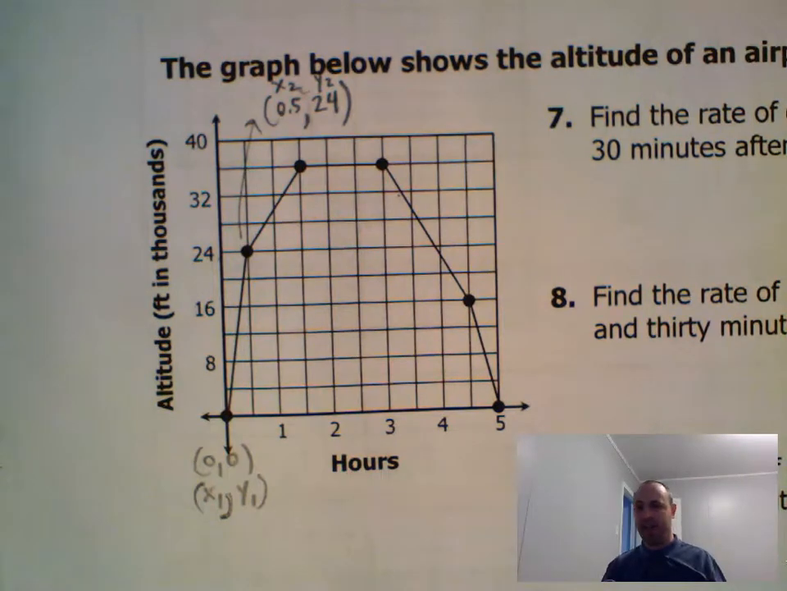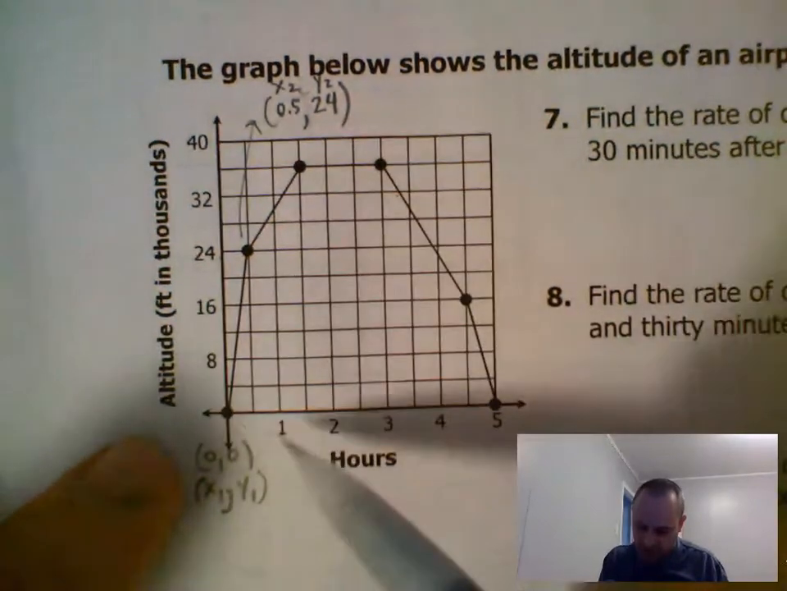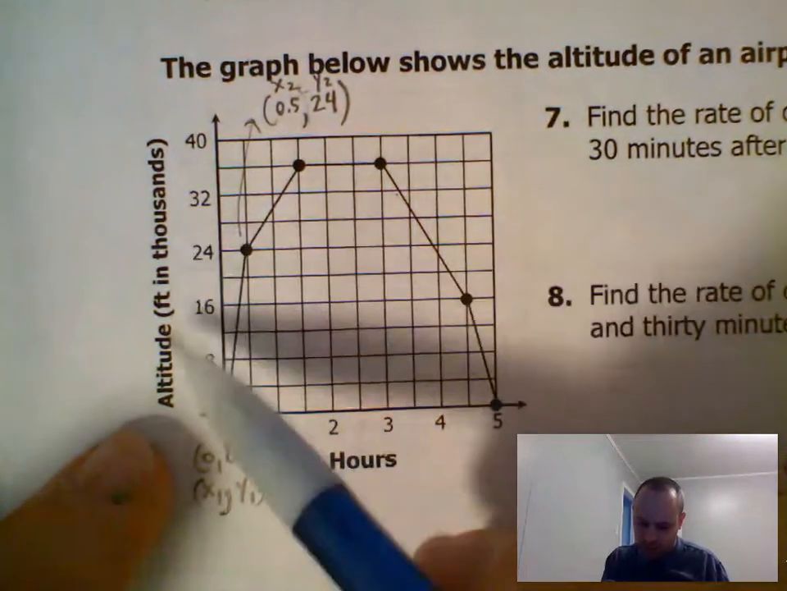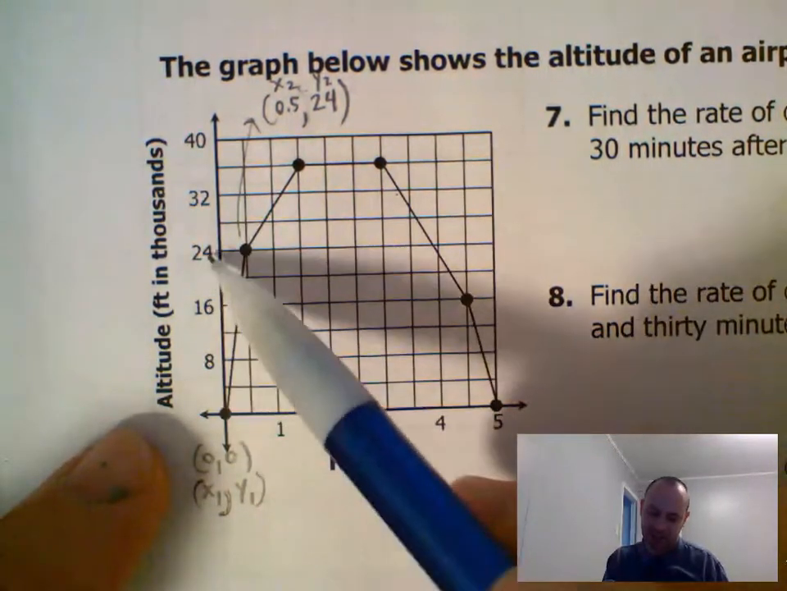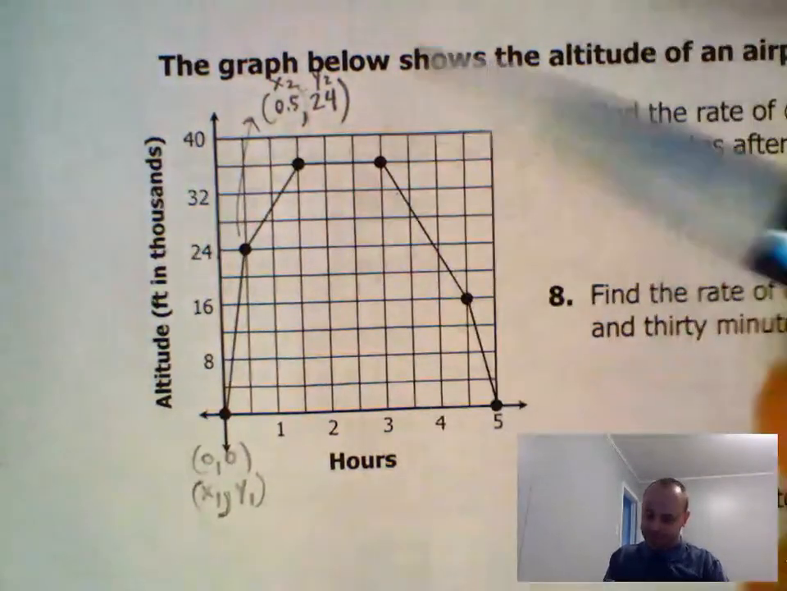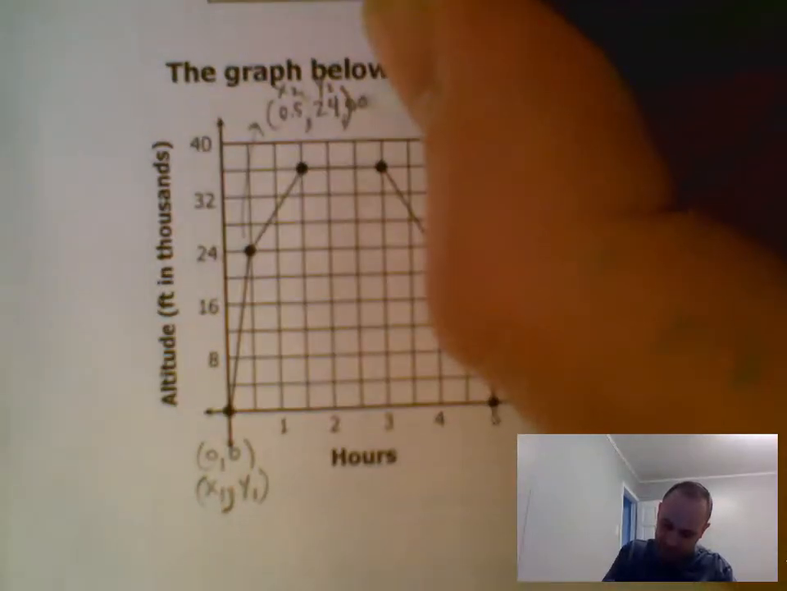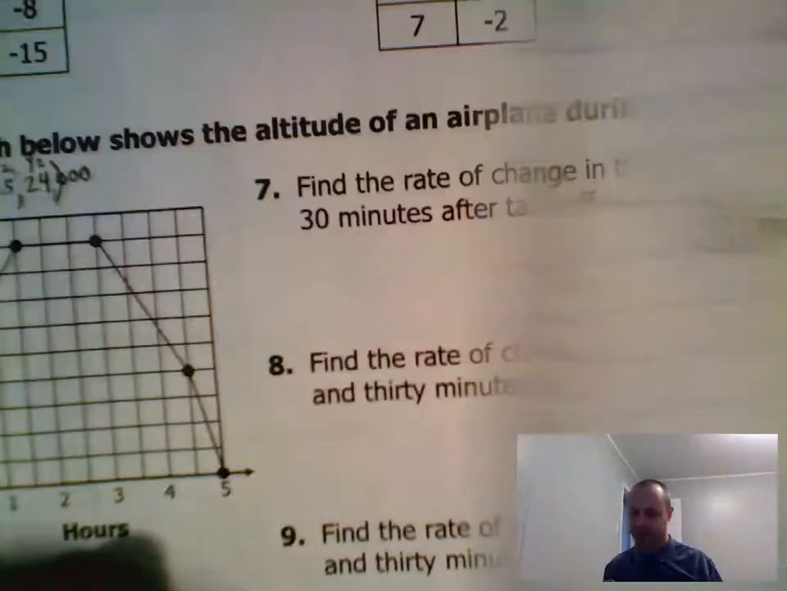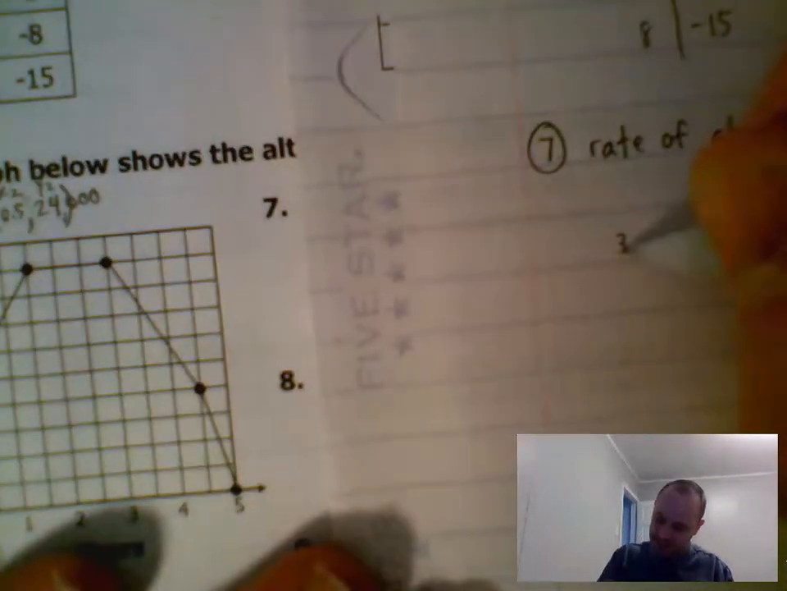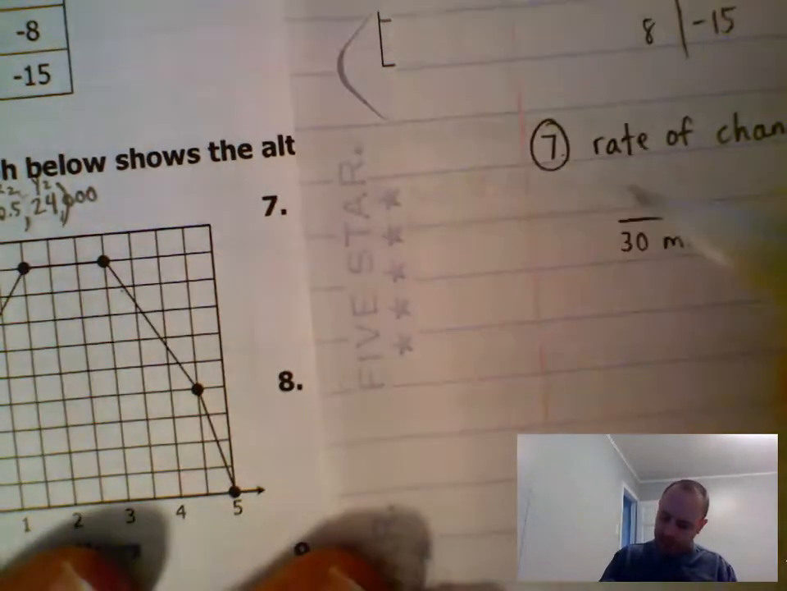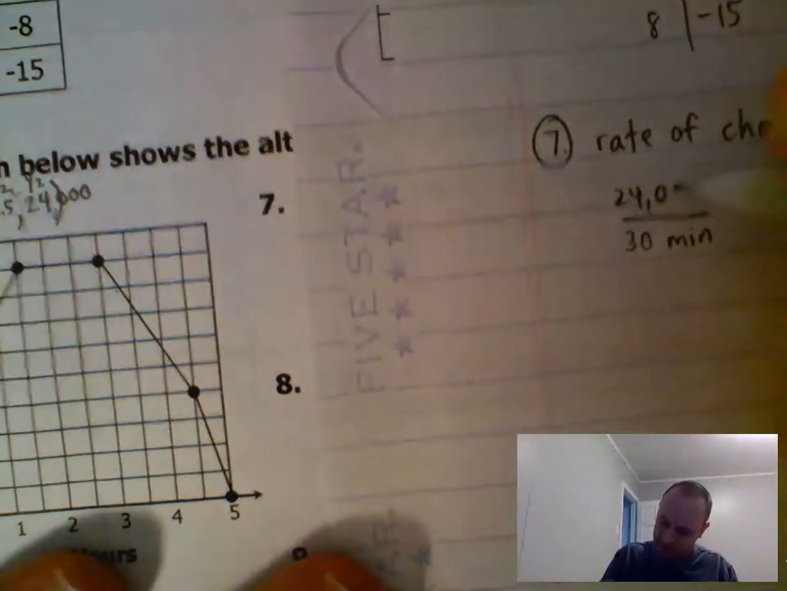Okay, another way you can look at it is your rate of change. In 30 minutes, like half an hour, you're changing 24 feet in thousands. You see how it says feet in thousands, so that's 24,000 feet. So I probably should have made this 24,000. So I like to think of it like that common sense way. In 30 minutes, you're changing 24,000 feet.